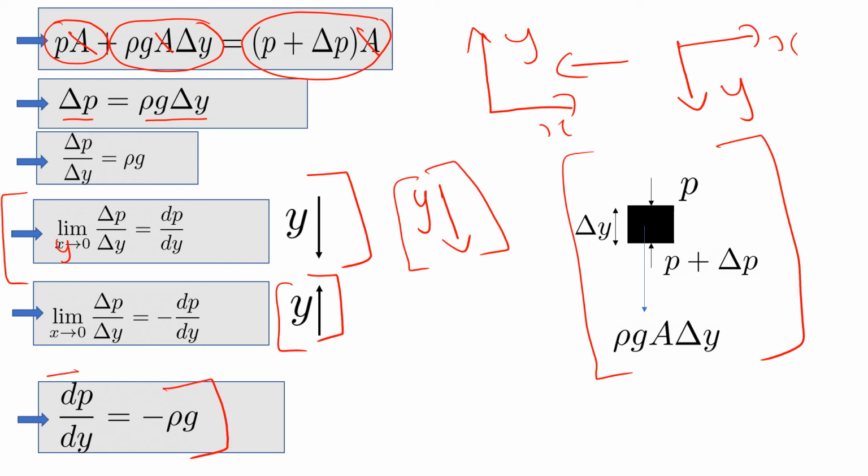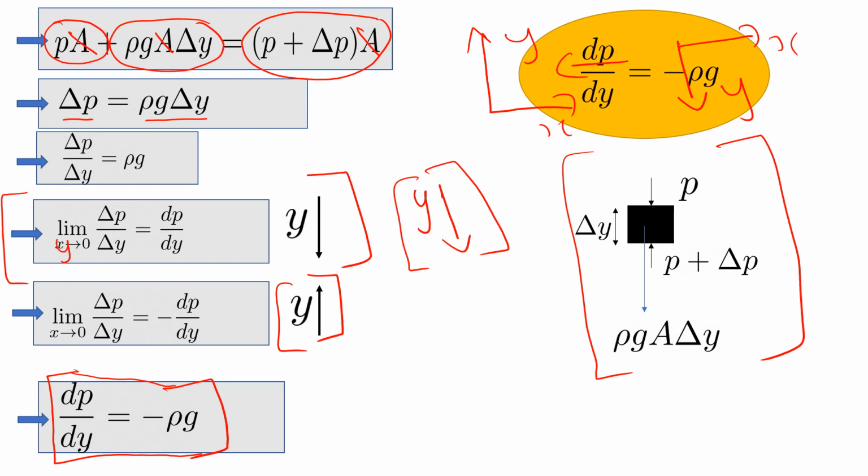This is the formula for calculating the variation of pressure as you go down the fluid. So this is the final equation, that is dP by dy is equal to minus rho g. So this means that if you go up, the pressure will get reduced by rho g. As you go down, pressure will get increased by rho g.